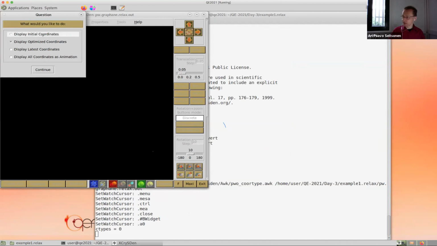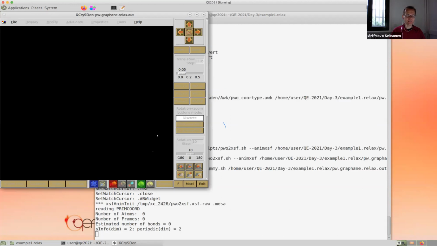We can take the initial coordinates, so this would be the same as were given in the input file. We can use the latest ones. Actually, they are in this case the optimized coordinates. This is because the calculation has converged. That's because we have this final section around the latest set of coordinates. During the run, one would use this latest one if you want to see the latest one. But actually, we can also have a look at all the intermediate ones also. So we can choose the last one, and we visualize this.